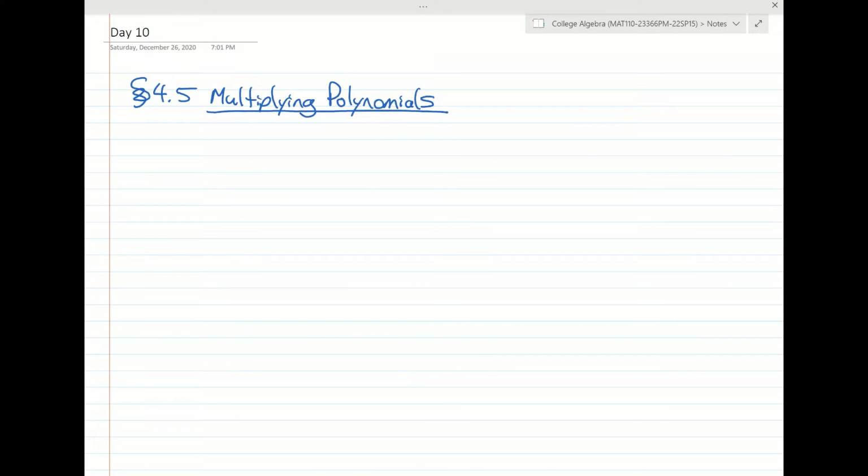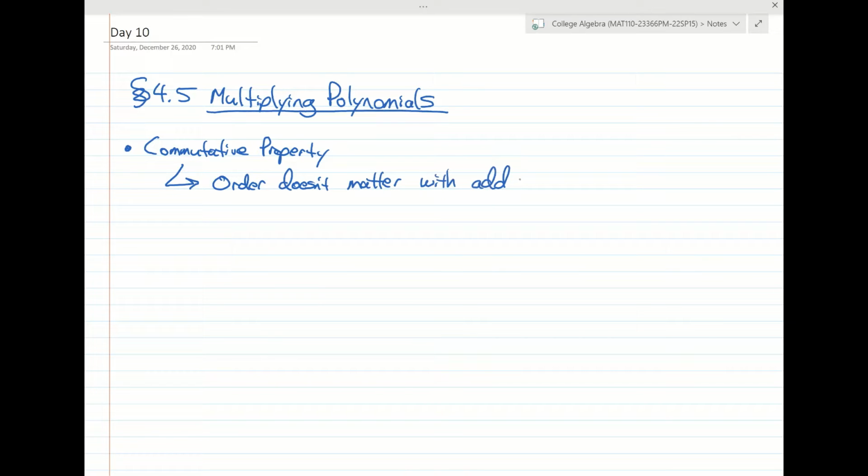All right, so in order to multiply, one thing that I will keep bringing up today is something called the commutative property. The commutative property we did talk about in our last class, and the commutative property just says that order doesn't matter with addition or multiplication.